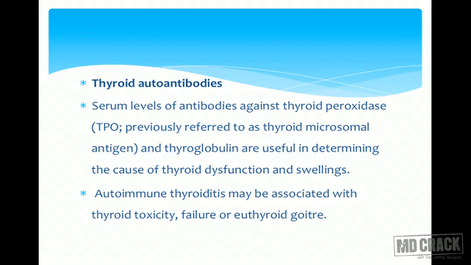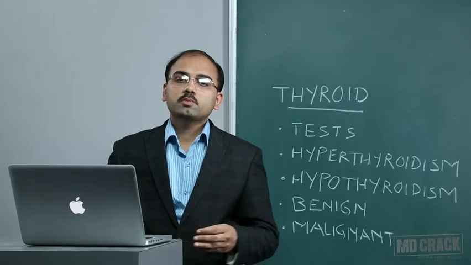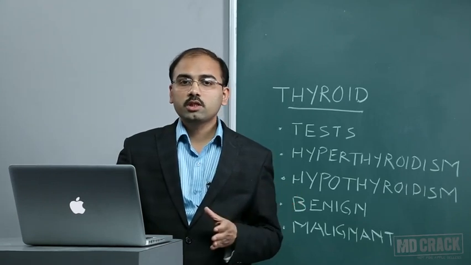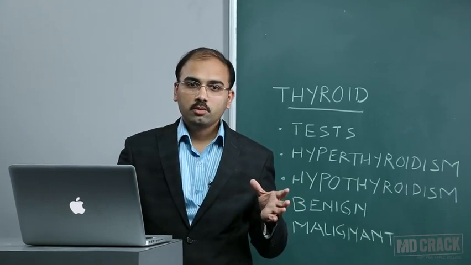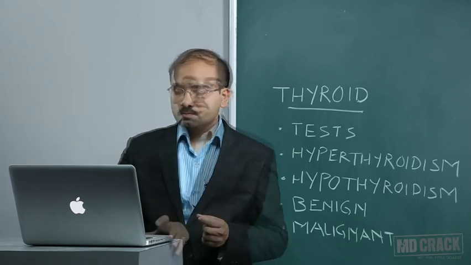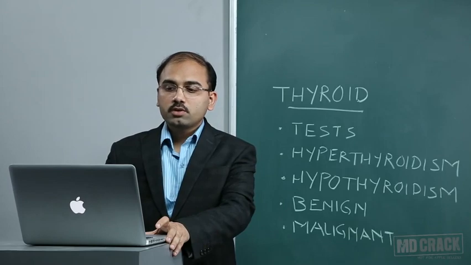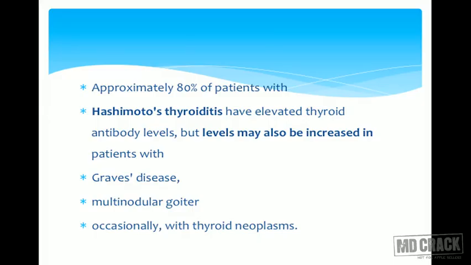Autoimmune thyroiditis may be associated with thyroid toxicity, failure or euthyroid goiter. So whenever patients present to you with just simple goiter, you may choose to investigate for thyroid antibodies. These are called thyroid autoantibodies. When you see patients with goiter, approximately 80% of the patients with Hashimoto's thyroiditis have elevated thyroid antibody levels. But levels may also be increased in patients with Graves' disease, multinodular goiter and occasionally with thyroid neoplasms.